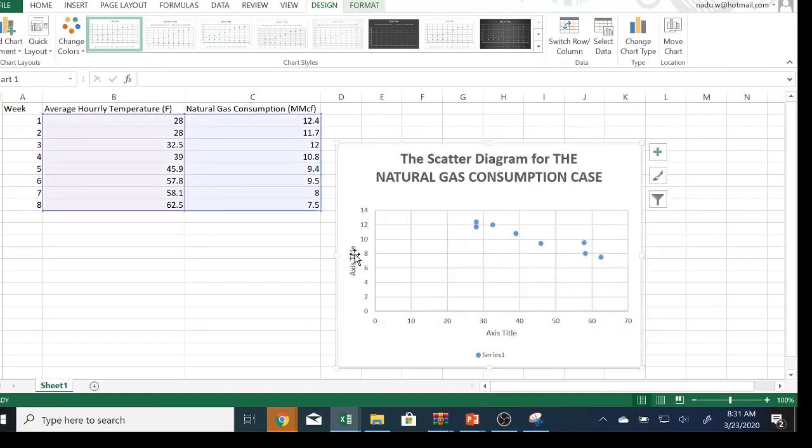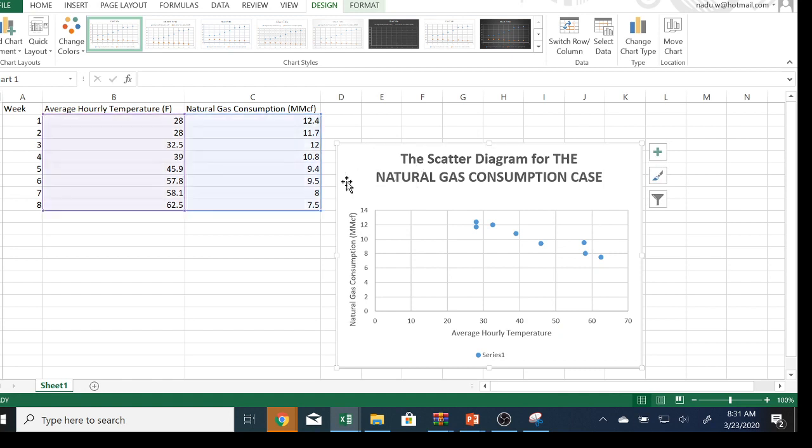Alright. Now axis title. What is our y-axis? What do we have on y? Natural gas consumption. And we need to mention the units also. It's given in these units. And what is our x-axis? Average hourly temperature. Okay. Now we have our scatter diagram.